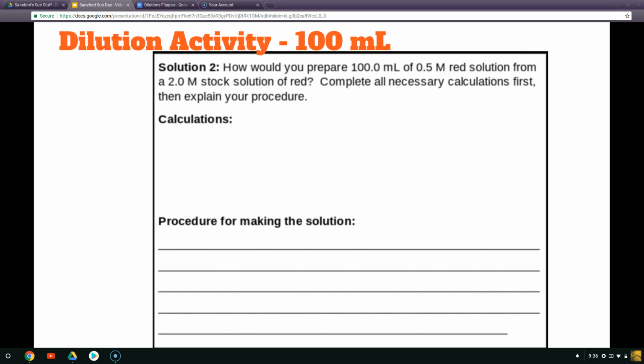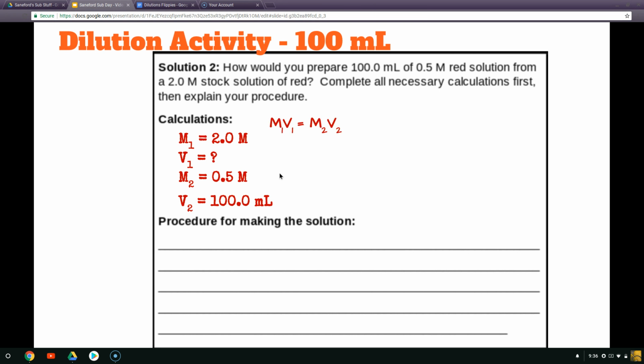Solution 2. Now we want to make a solution that's 0.5 molar red solution. So we're starting with the same stock solution. We want it to be the same volume, 100 milliliters, but we want a new concentration this time. So let's list what we know. We want it to be 100 milliliters. We want it to be 0.5 molar. That's our new stuff, that's after the dilution. And we're starting with 2 molar stock solution. So we've got to figure out how much of that to dilute up to 100 milliliters to get this concentration.